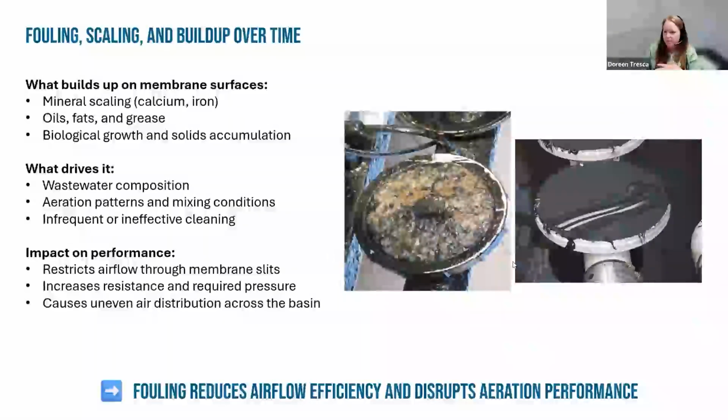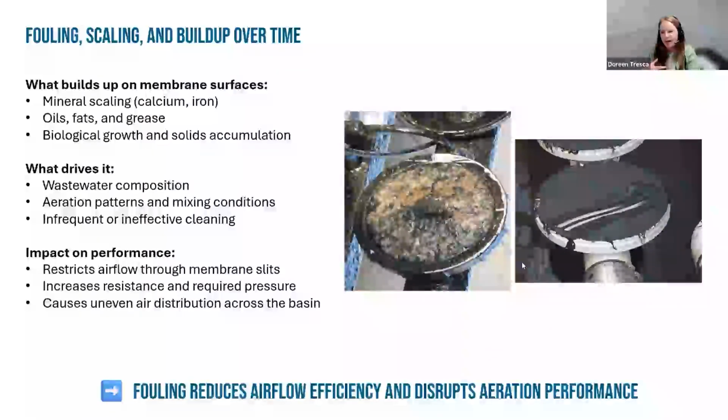The second major way that membranes change over time is through fouling and buildup on the surface of the membrane. So you can see here, I included two pictures. You can see the scaling and the calcium buildup on the membrane or the sludge buildup on the membrane. Different ways that the fouling and scaling buildup over time happens can be mineral scaling with calcium or iron, oils, fats, grease, biological growth. These all kind of stick to the membrane and they impact the airflow.